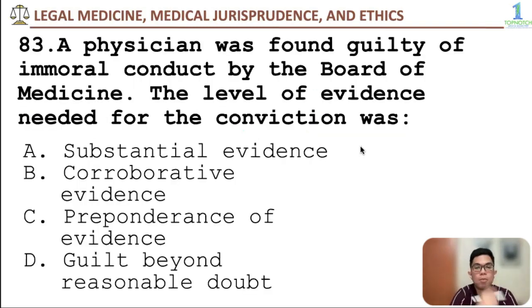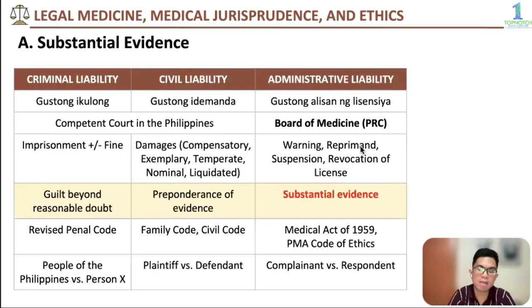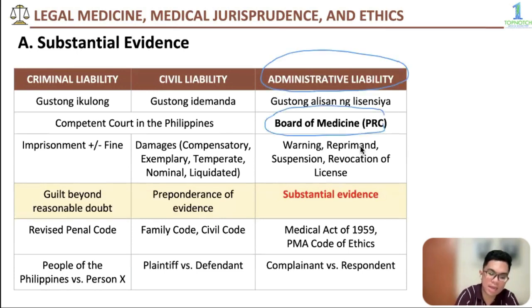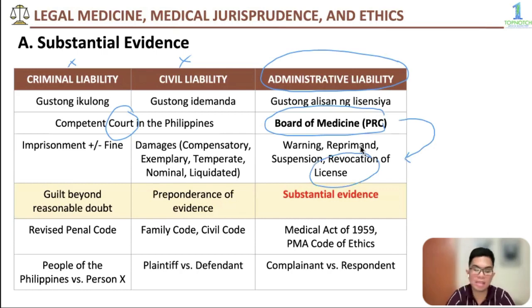So next, the Board of Medicine wants to issue an administrative liability to a physician. The level of evidence needed for conviction is only substantial evidence. Okay? So remember, these are the three liabilities of a physician. So ito yung pwedeng kasuhan or ireklamo sa physician. So the Board of Medicine only does administrative liabilities. So they cannot do criminal and civil liabilities kasi kailangan korte talaga to. Okay? So the Board of Medicine is only allowed to warn, reprimand, suspend, and worse is revoke one's license to practice. And the level of evidence needed is substantial evidence only.